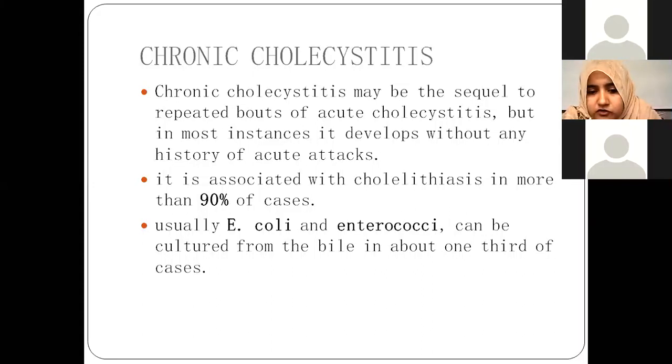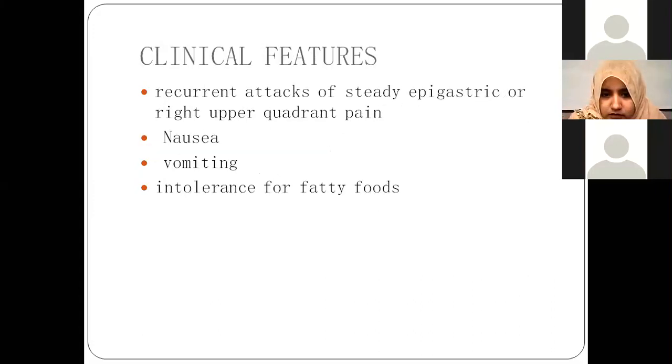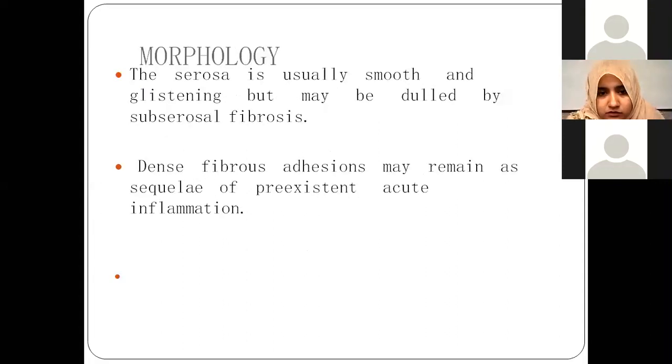So in this situation, with cholecystectomy, more than 90% of the cases. Usually E. coli and Enterococci can be cultured from the bile in about 1/3 of the cases. We are talking about the whole chronic cholecystitis, that mostly it is because of the gallstones. Now the clinical features are the same, that is the recurrent attack of steady epigastric upper quadrant pain with nausea, vomiting, intolerance to fatty food. Because what's the function of bile? It digests the fatty food.